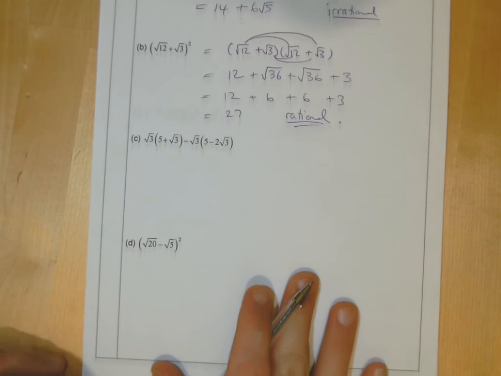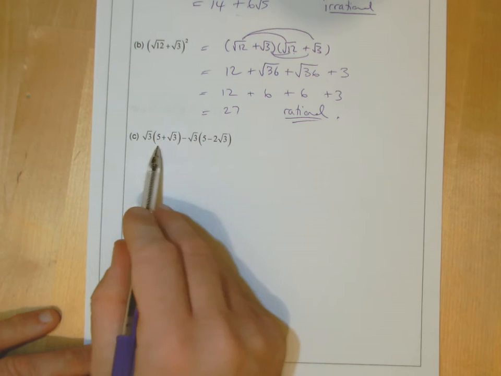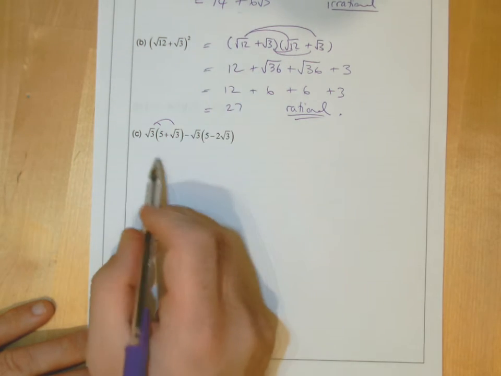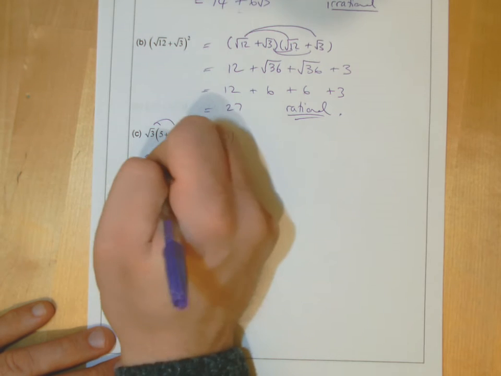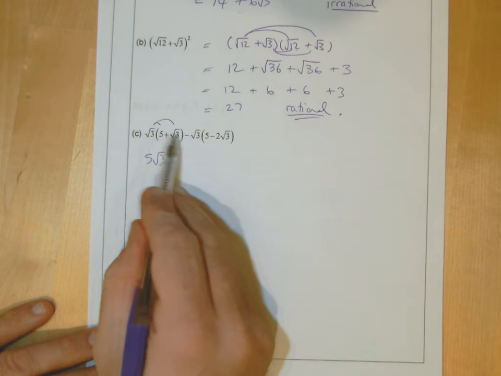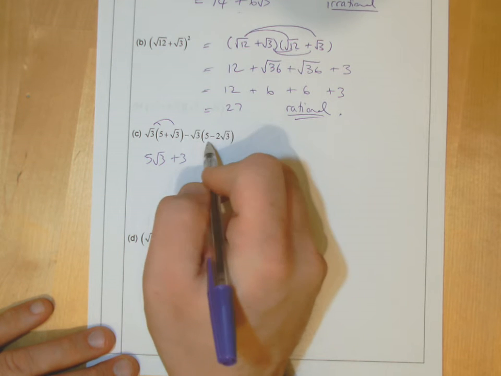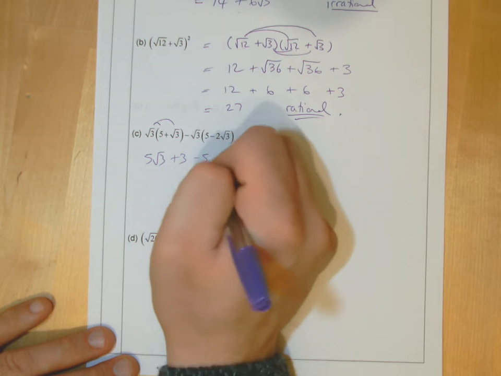This one here then, part C, now in a way this isn't a double bracket because we've got single brackets here and we just need to simplify. Okay, but we do multiply through each term here. So root 3 times 5 is 5 root 3. Okay, root 3 then times root 3 is just 3. And in the second bracket, root 3 times 5 is 5 root 3, but it's a minus, isn't it? So minus 5 root 3.